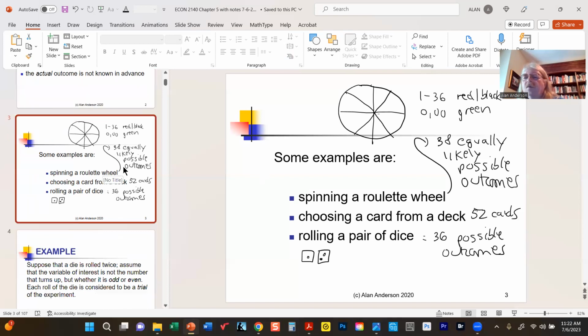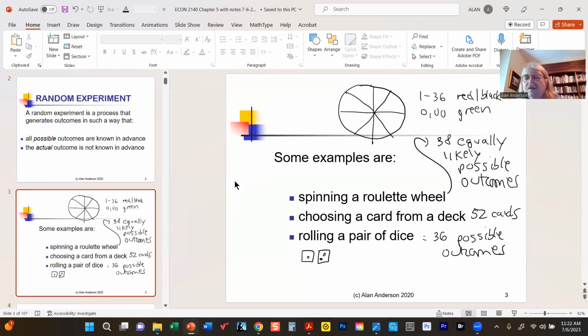So what we would like to be able to do with probability theory is say, well, listen, I'm going to roll a pair of dice. What's the probability of getting a 7? Or what's the probability of getting an 11? Or I'm playing roulette. What's the probability of getting a red number? Those are the things I can do with probability theory.